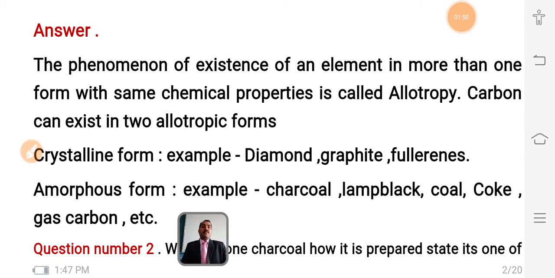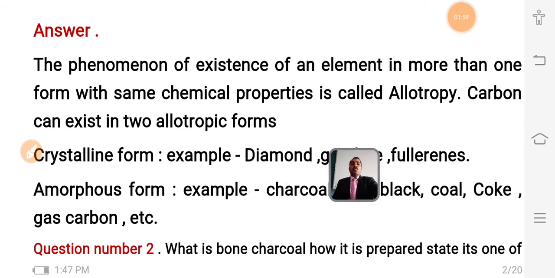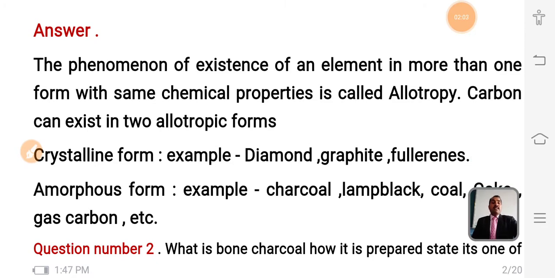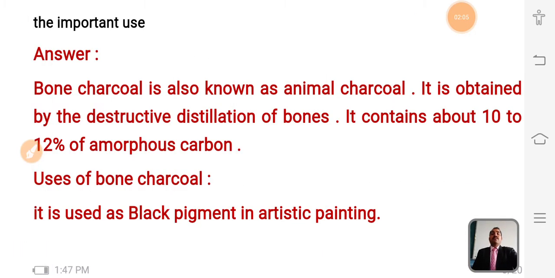Question number 2. What is bone charcoal? How is it prepared? State one of its important uses. So dear students, bone charcoal, which is also known as animal charcoal, is obtained by the destructive distillation of bones. It contains about 10 to 12% amorphous carbon.